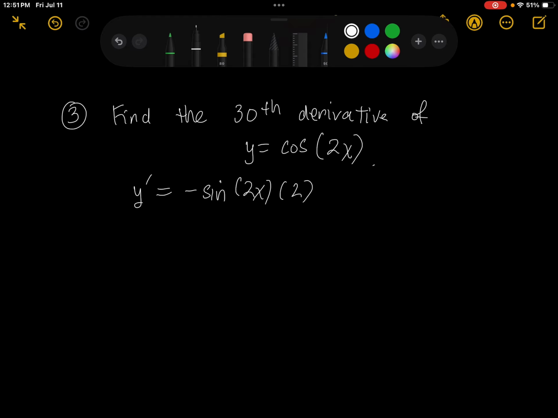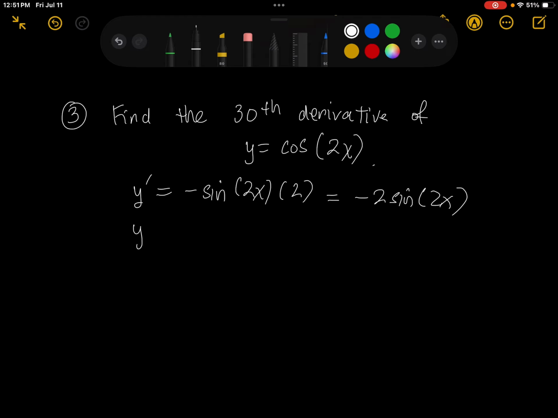Are we okay on why that is? Because the derivative of cosine is negative sine, so I get negative sine, and then I plug in the inside function, that's 2x. And then I have to multiply that by the derivative of the inside function, and the derivative of 2x is 2. And I'm going to write this as negative 2 sine 2x. Why am I doing that? Because when you're multiplying by a constant, you usually put the constant on the outside. Okay, so that's y prime.